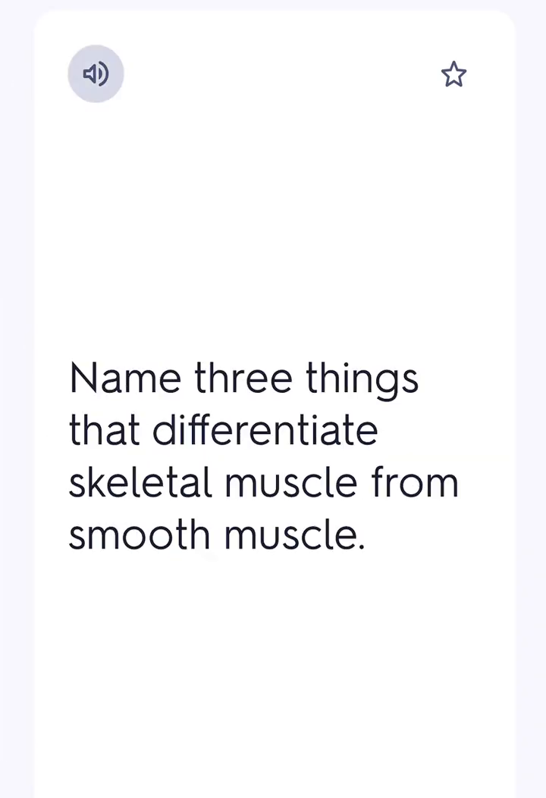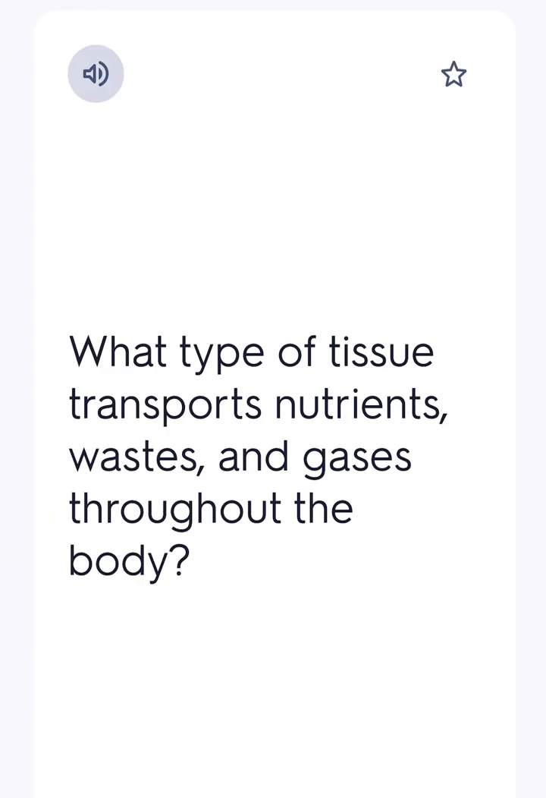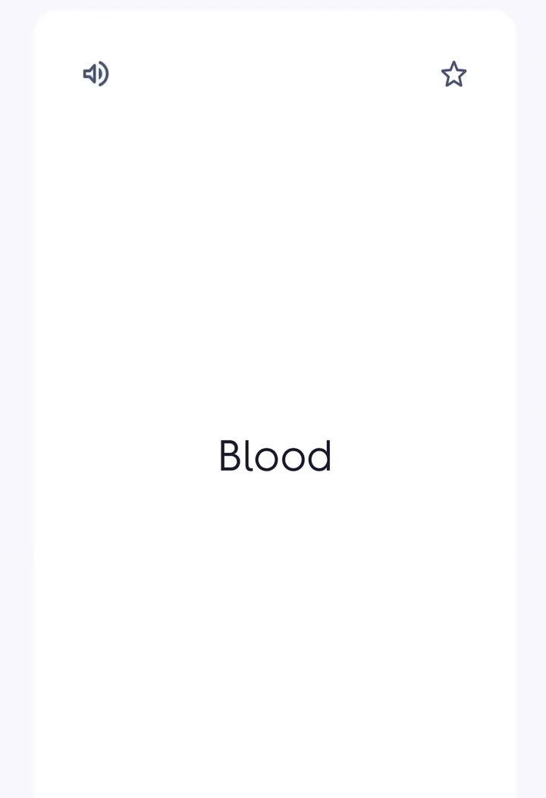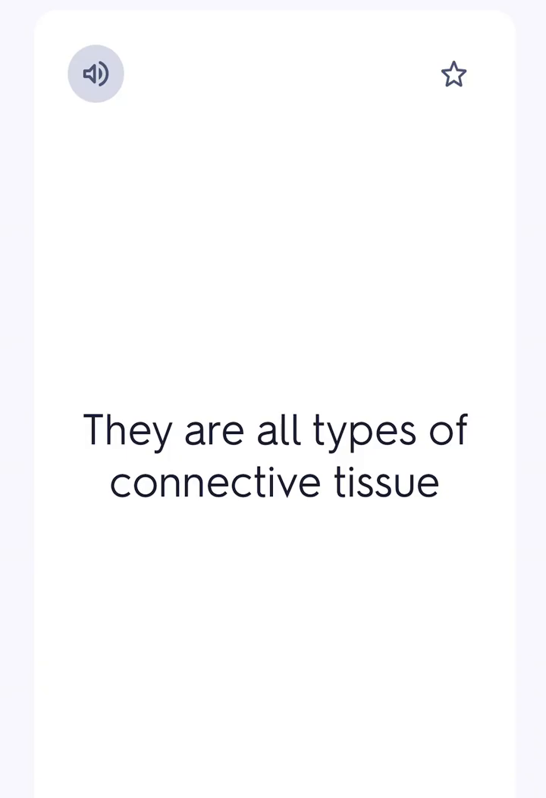Name three things that differentiate skeletal muscle from smooth muscle. Skeletal muscle is striated, multinucleate, and voluntarily controlled. Smooth muscle has no striations, one nucleus per cell, and is involuntarily controlled. What type of tissue transports nutrients, wastes, and gases throughout the body? Blood. What do blood, bone, and fat have in common? They are all types of connective tissue.